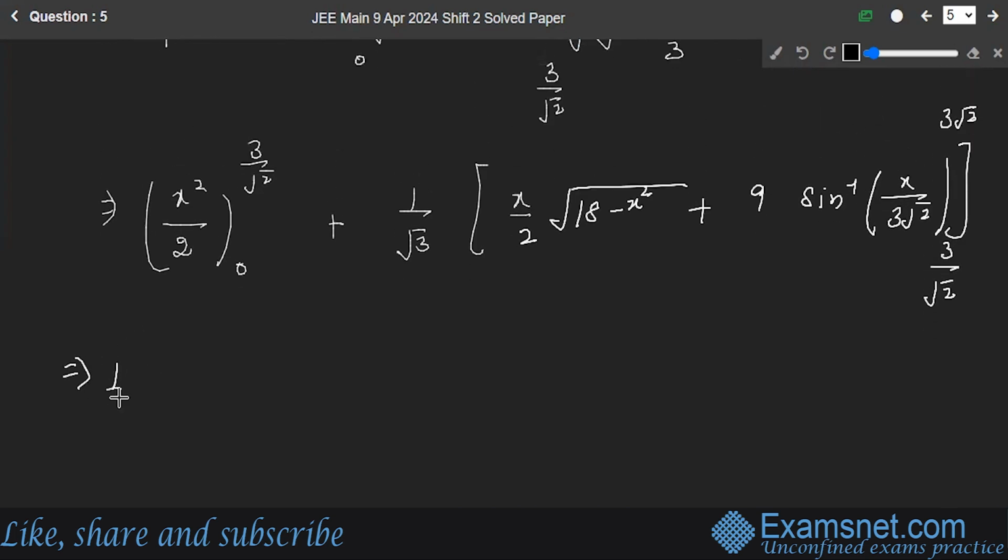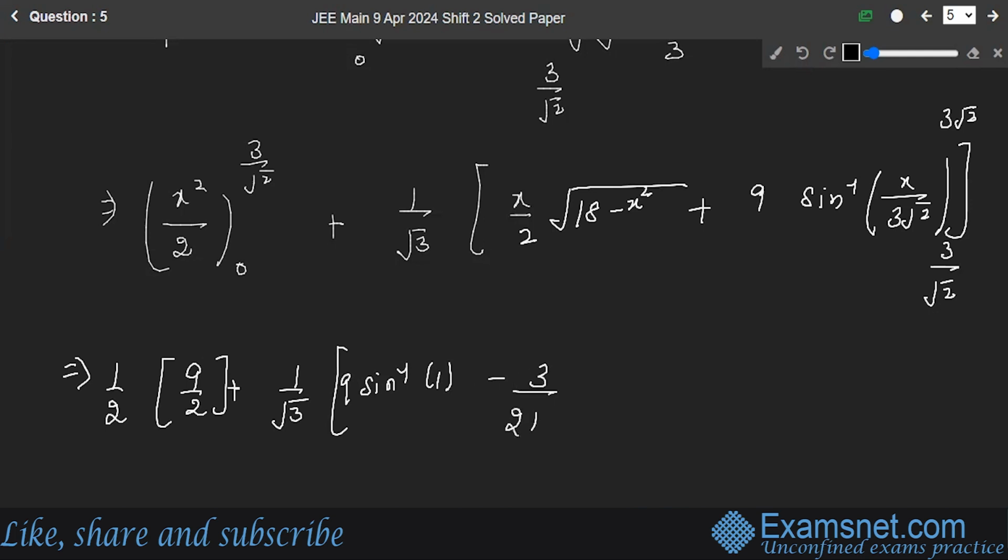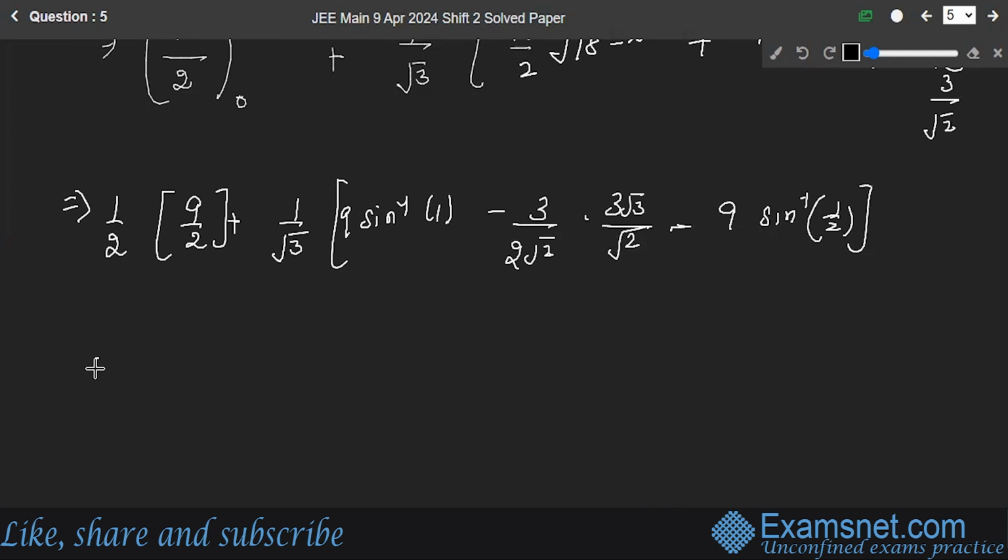Okay, so this will be given by 1 by 2 outside and here will be 9 by 2 minus 0, plus 1 by root 3. This is equal to 9 sine inverse 1 minus 3 upon this into 3 root 3 upon root 2, minus 9 sine inverse 1 by 2. So that's 9 by 4, 1 by root 3, 9 pi by 2, 9 root 3 by 4, 9 pi by 6.